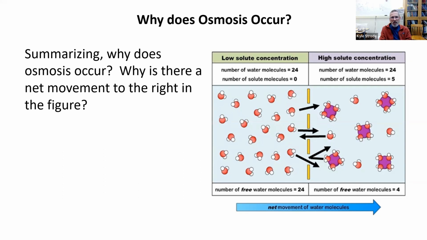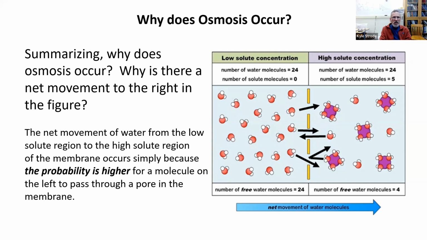Why is it, in fact, that osmosis occurs? Why is there a net overall tendency for water to move from the left to the right in this diagram, from the low solute to the high solute side, from the high water concentration to the low water concentration side? Well, the reason is just probability.